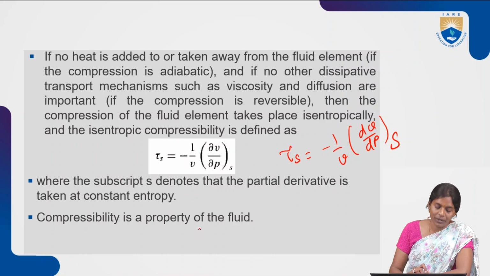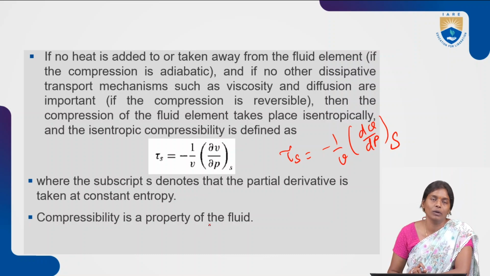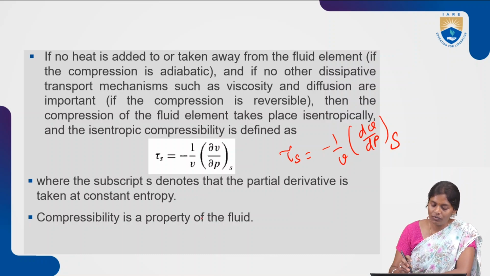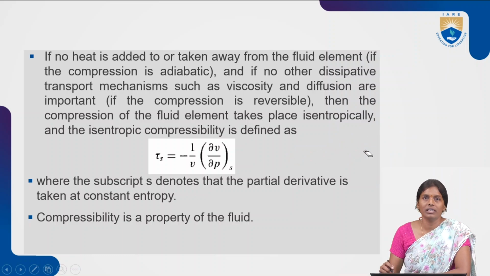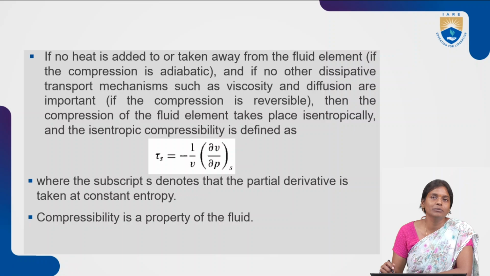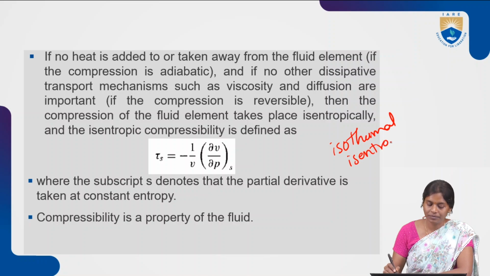So compressibility is also one of the properties of the fluid. Initially we saw the generalized tau value, with which we can't tell the compressibility precisely. So then we came to temperature: when temperature is constant, we have the isothermal compressibility formula, and then we saw the isentropic compressibility.